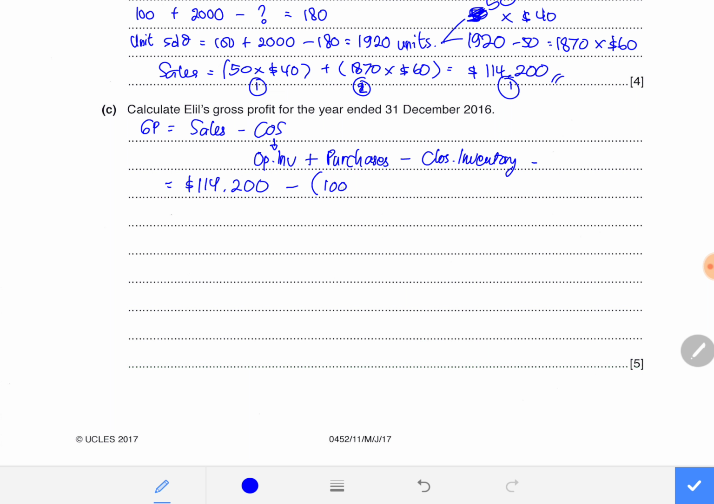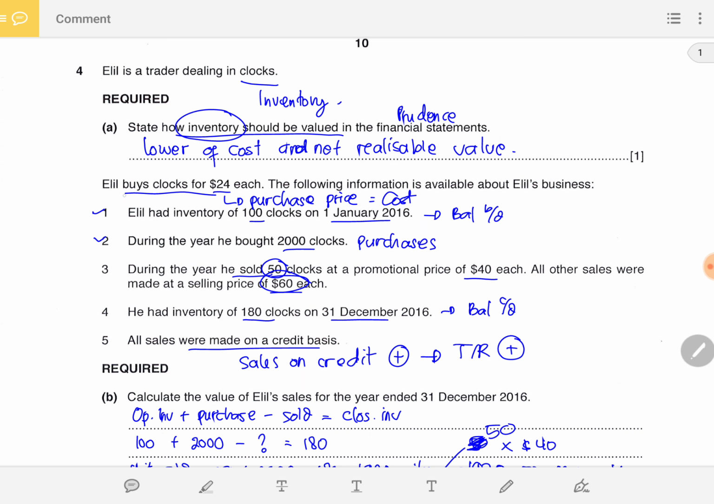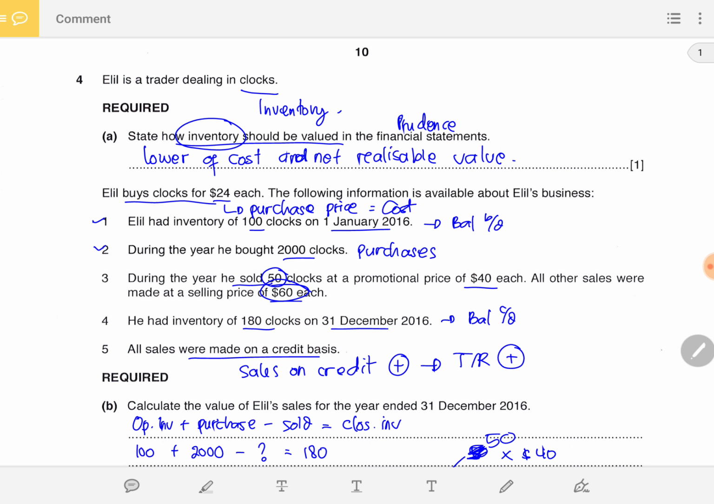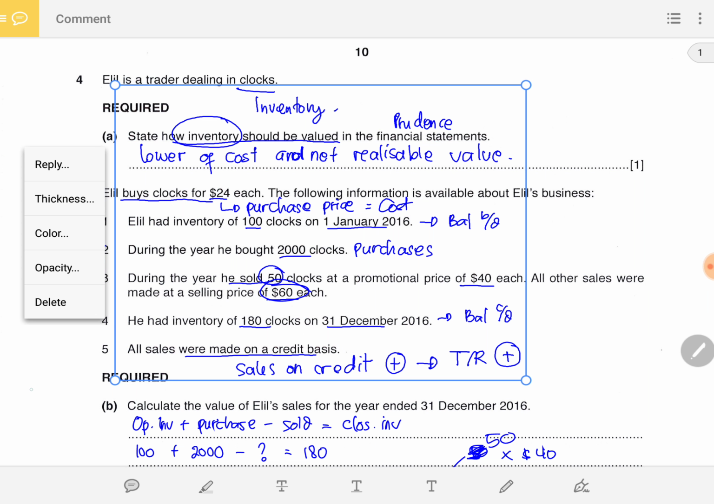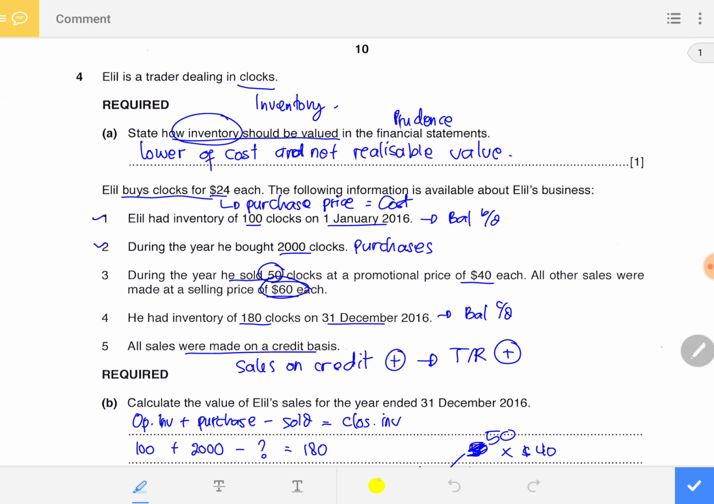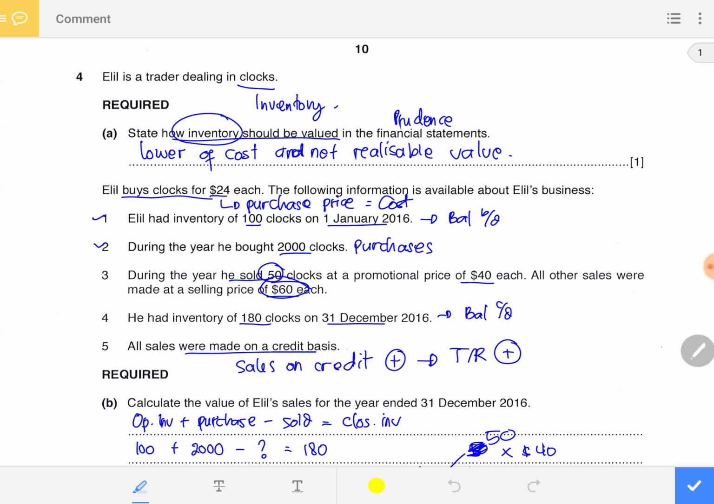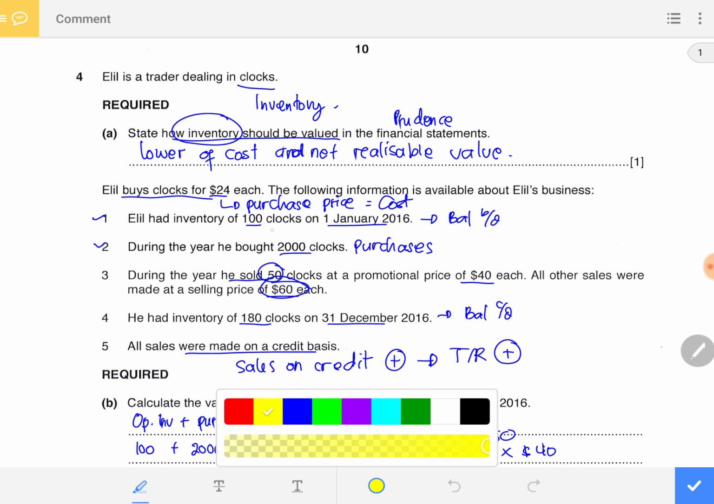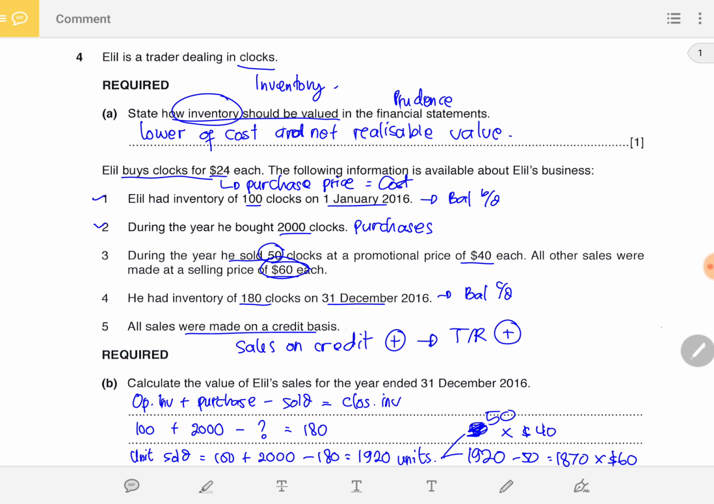the cost of sales, which is opening inventory, 100 times 24. Do you know the 24 is from the purchasing price that we have from the information here? 24, not 25, this 24, yeah, this 24.